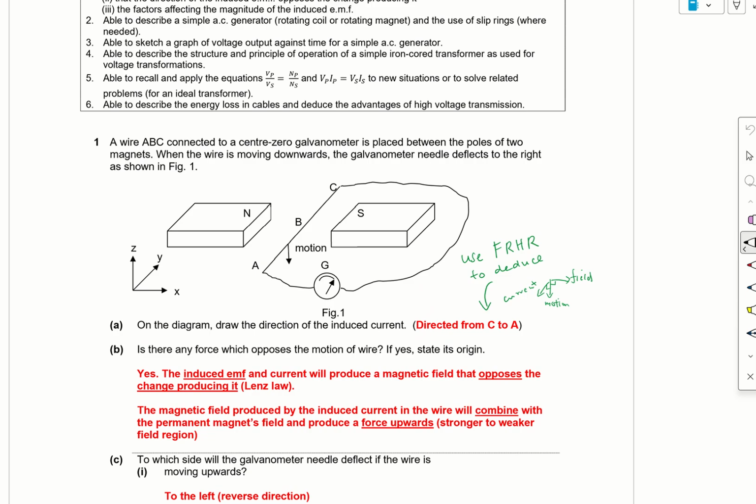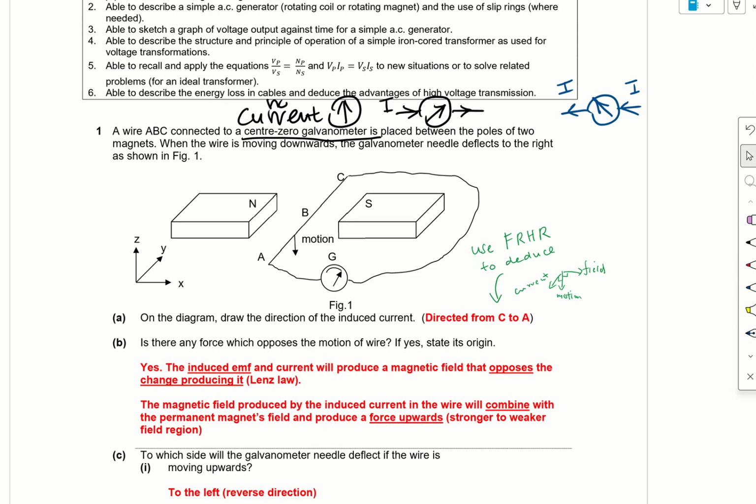That means when there is no current, the galvanometer will point to center zero. If there is a current going from left to right, for example, that's why it is connected in series, the galvanometer will be deflected to the right. If the current is going in the other direction, from right to left, the galvanometer will be deflected to the left. So when there's no current, the galvanometer will be at center zero.